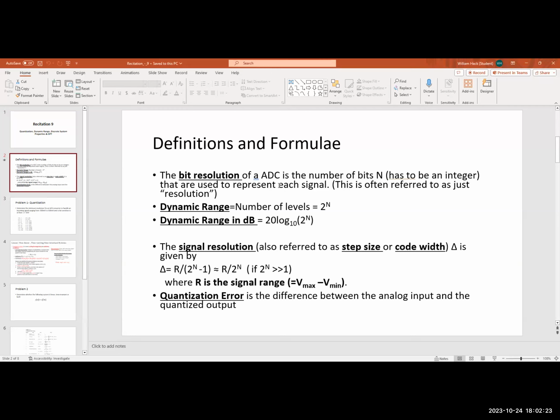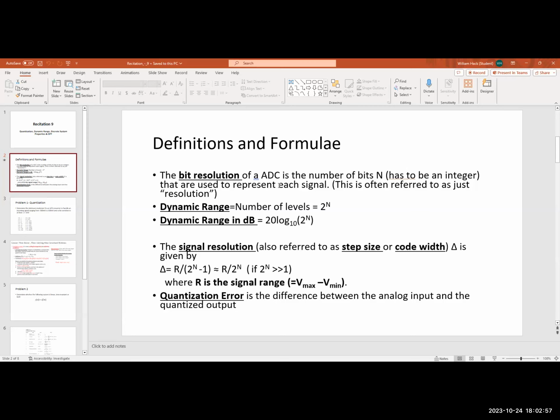as n that are used to represent each signal. It's important to note that n has to be an integer, cannot be a decimal, has to be a whole number integer. And the bit resolution is often referred to as just resolution. And the dynamic range of a system is equal to 2 to the n. That's the number of levels based on your number of bits. And your dynamic range in decibels is just 2 to the n. Take the log base 10 of that and multiply it by 20 to convert it to decibels.